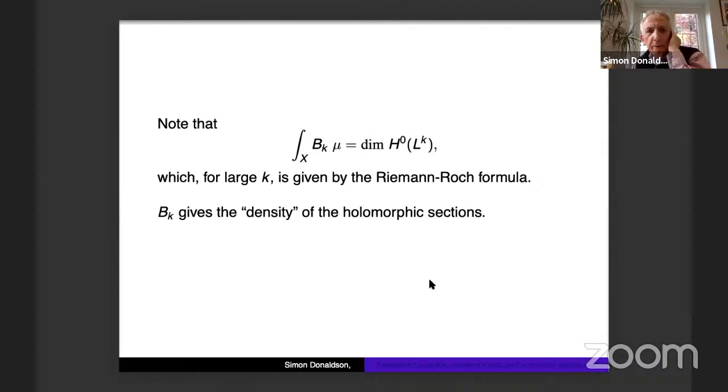So you can think of the Bergman function as giving the density of the holomorphic sections on the manifold. The function is large where, roughly speaking, there are lots of holomorphic sections, or the holomorphic sections are big. The function is small where it's harder to find holomorphic sections.